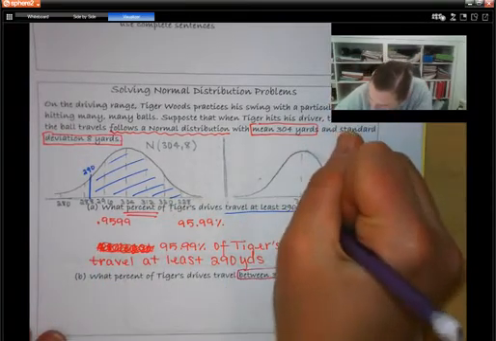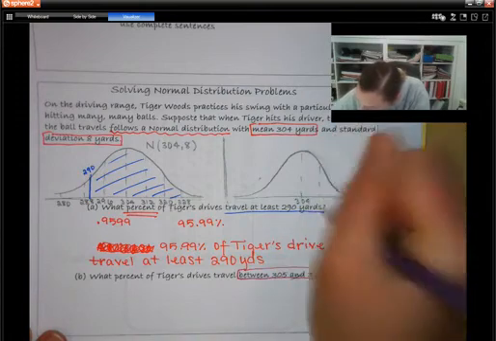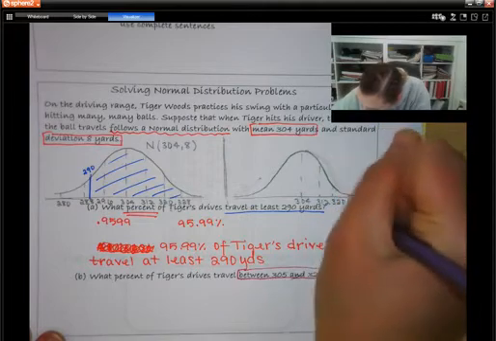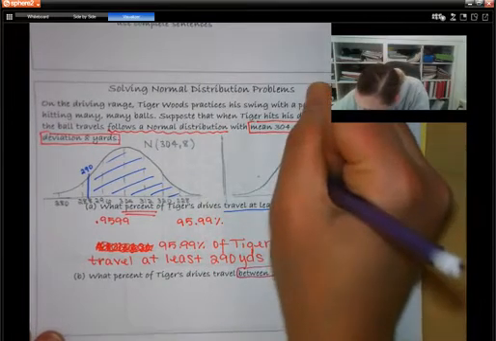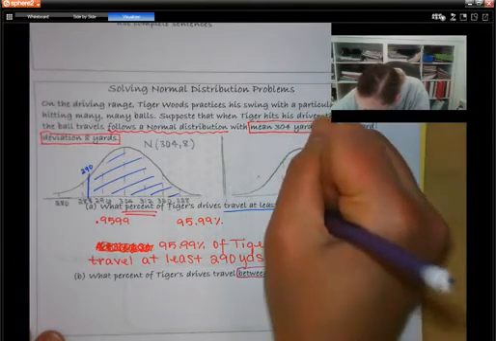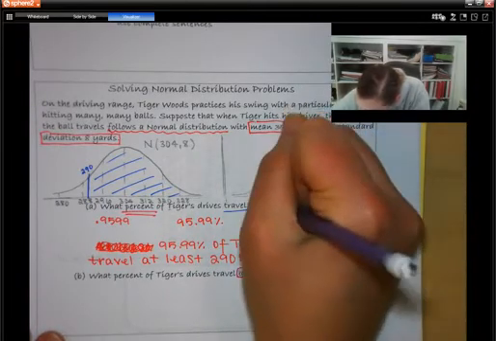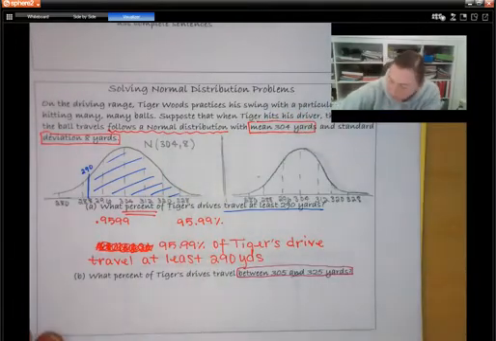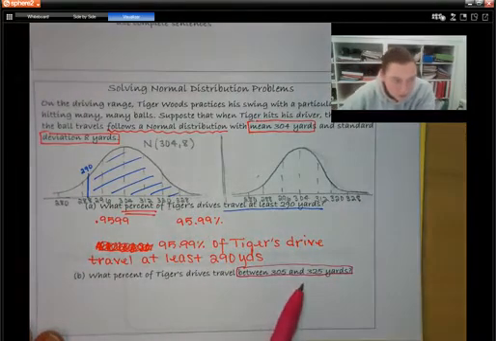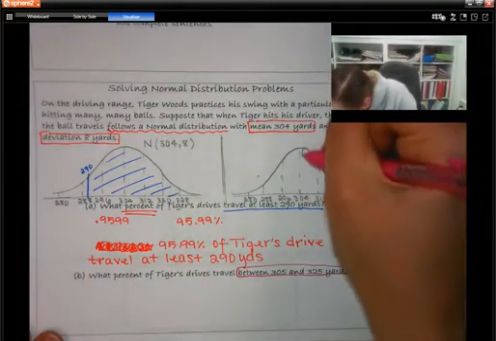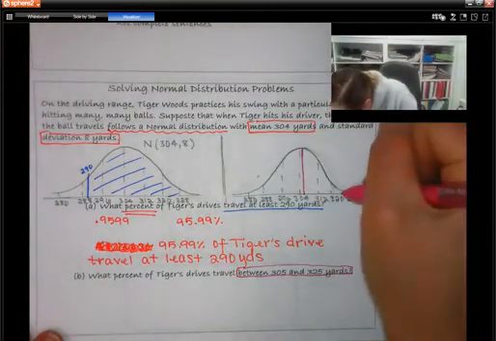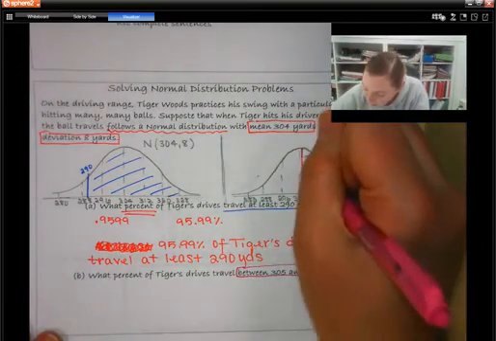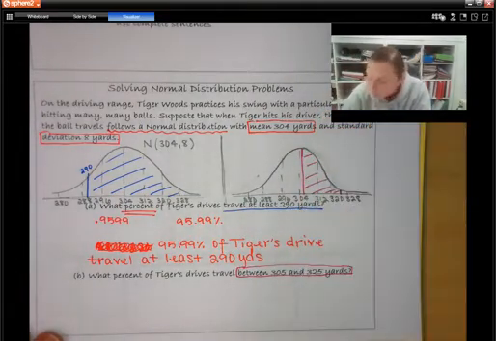So 304 at the center, 312, 320, 328, 296, 288, and 280. So this time we're looking at between 305 and 325. So 305 is just slightly over the mean, and 325 is somewhere between 320 and 328. So we're looking at this area.